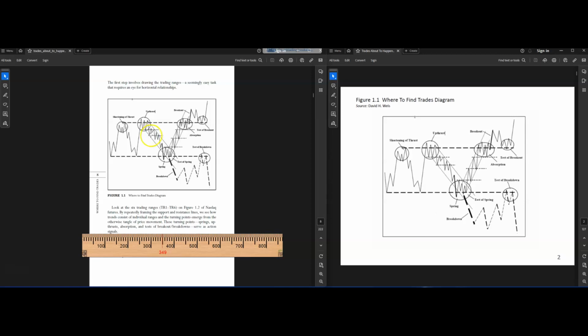All right, so you're going to make sense out of the tangling of price movement after you draw the lines. After you draw the lines, you will see things. What things? What behaviors? Turning point behaviors. What are the turning point behaviors? One is the test of the breakout or breakdown.